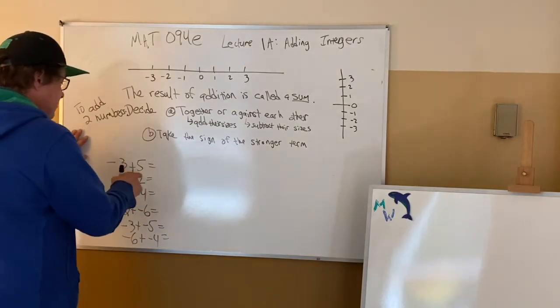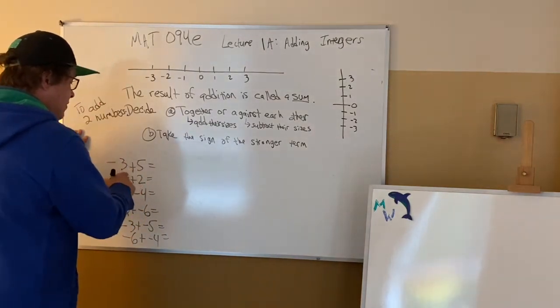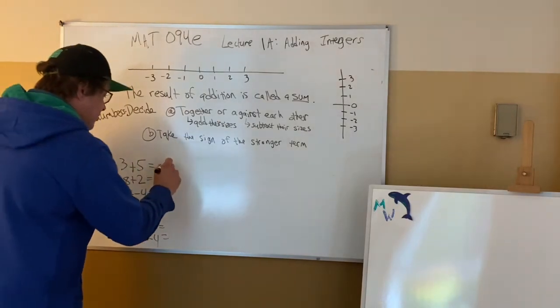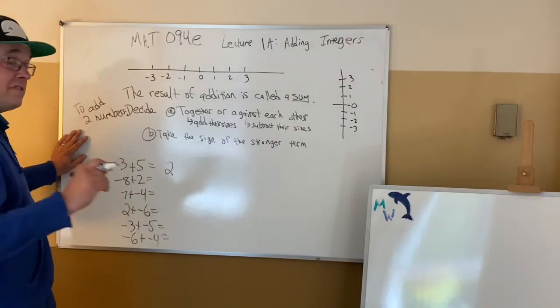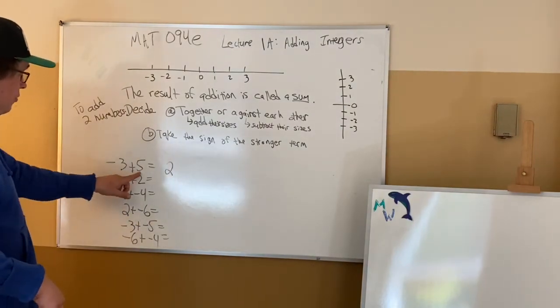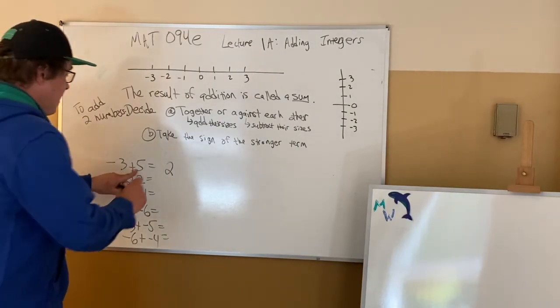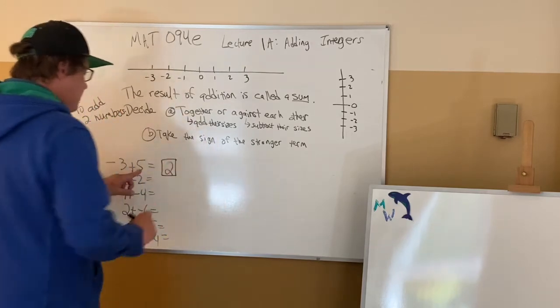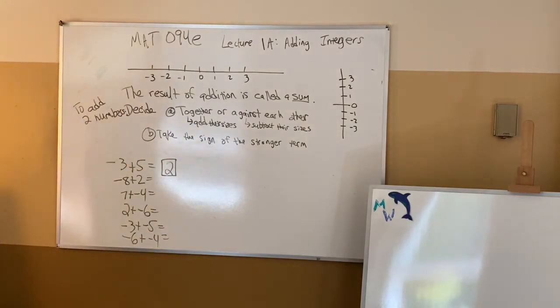-3 plus 5. They have different signs, they work against each other. So I do 5 minus 3, I get 2. 2 is the size of my answer. And now I look at the 2 numbers that I have. The stronger one is the 5 and positive, so my answer will be positive. I say my answer is positive like the 5.